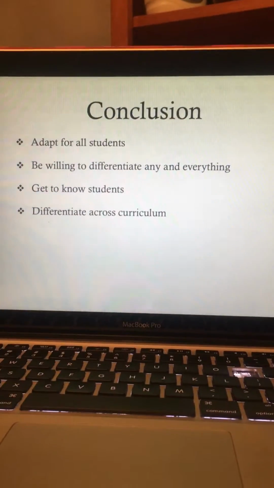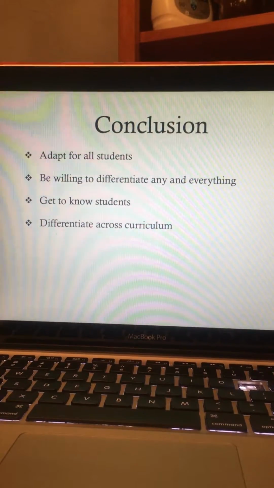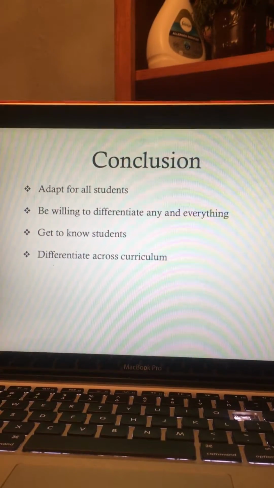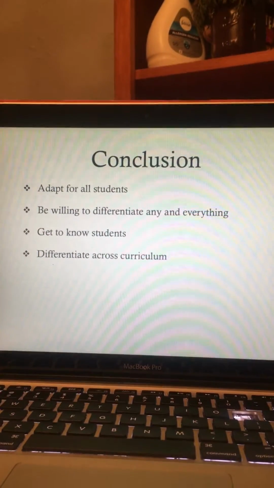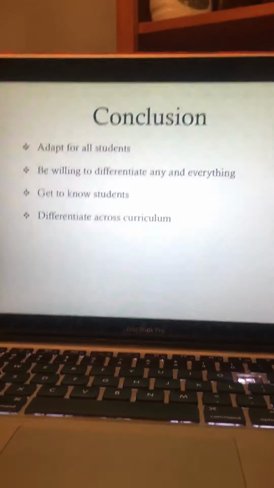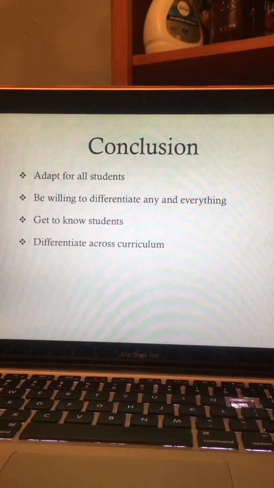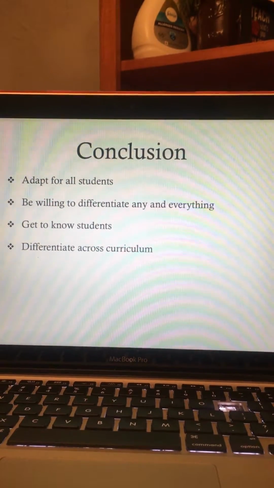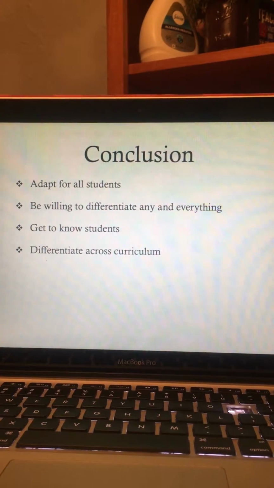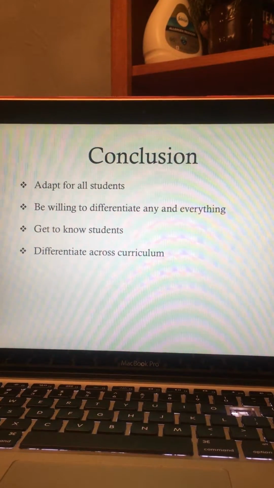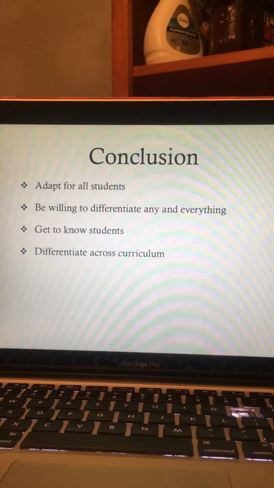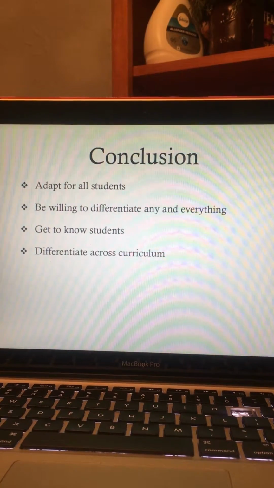In conclusion, what I think is best and what I've learned from not only this lesson plan but also from the whole entire course is that I must adapt for all students. Not only my lesson plans, but everything. If I feel like a student is struggling, rather than let them struggle and be stuck in my ways and not helping them and being focused on only doing it a certain way, that's detrimental towards the student. I should be able to adapt in order to help them and help them be successful. I should also be willing to differentiate any and everything, which also kind of goes into adapting for all students.